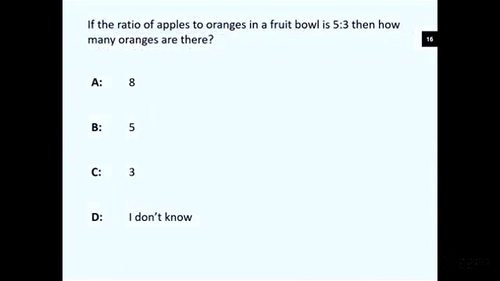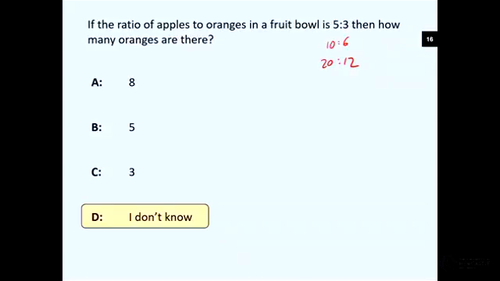If the ratio of apples to oranges in a fruit bowl is 5 to 3, how many oranges are there? I don't know. That's just checking the concept, that a ratio of 5 to 3 doesn't tell you how many things are in the bowl. It tells you for every 5 apples, there are 3 oranges. I don't know, maybe there were 10 apples and 6 oranges, 20 and 12. I don't know the answer.